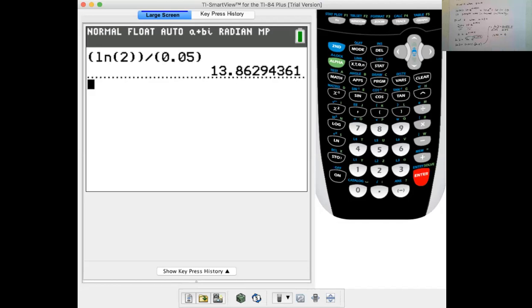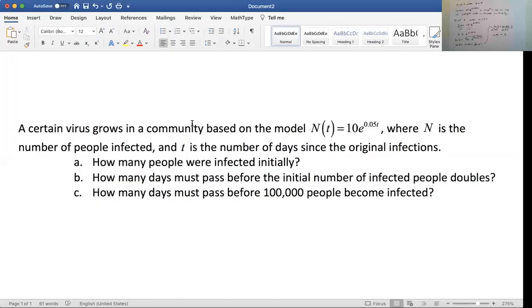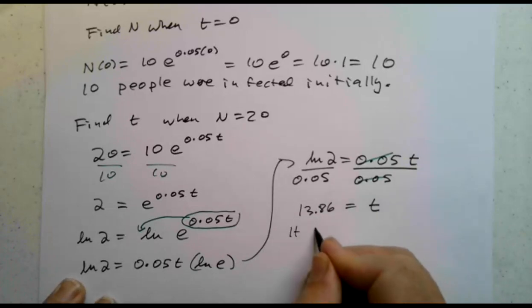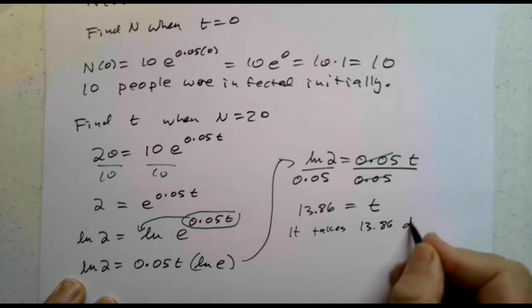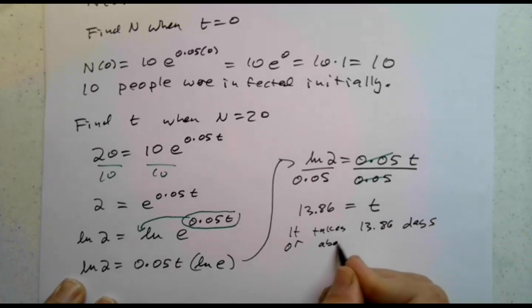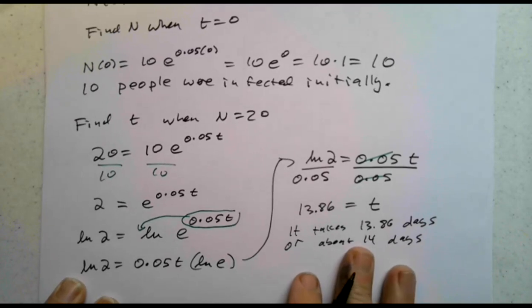So in terms of our original question, we were wondering how many days must pass before the initial number of infected people doubles. And we have 13.86, so about 14 days. So it takes 13.86 days, or about 14 days, for the number of infected people to double.